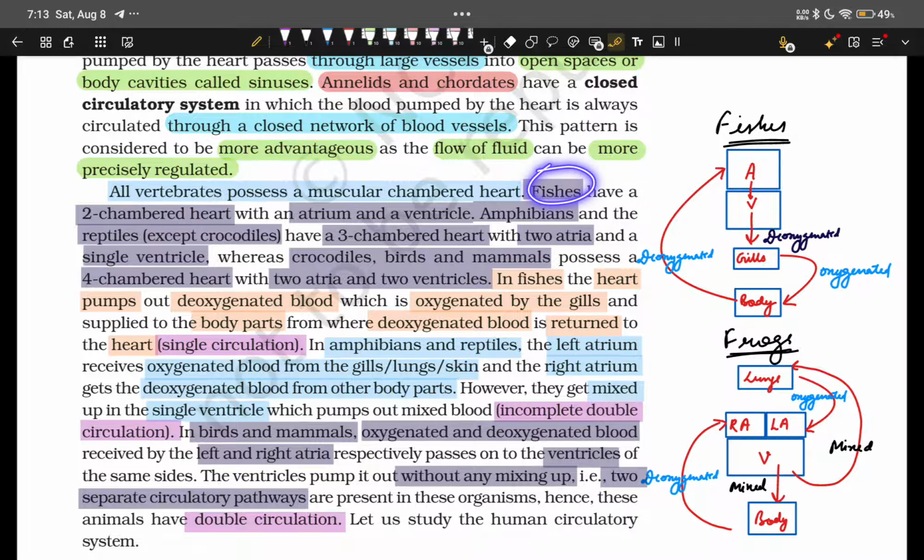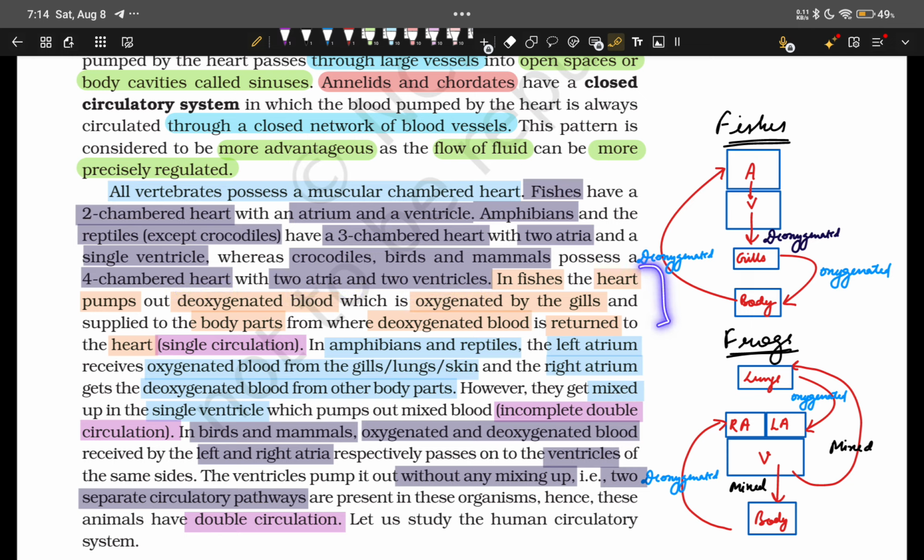Now fishes have a two chambered heart: atrium and ventricle. Amphibians and reptiles, except crocodile, have a three chambered heart, two atria and a ventricle. And crocodile, which is again a reptile, is an exception. Crocodile, birds and mammals have a four chambered heart with two atria and two ventricles.